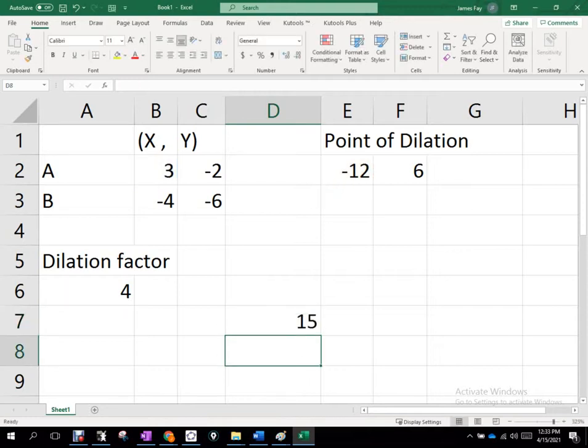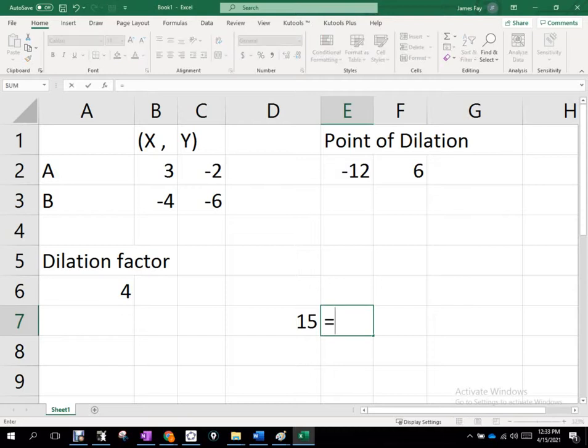Okay, and that should give me the 15 that we saw previously, right? Then I'm going to do the same thing with this. I'm going to take the original minus that. It gives me that, right? That makes sense to everybody?